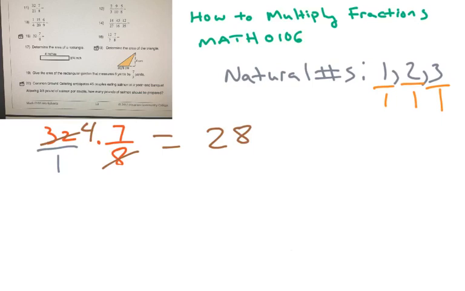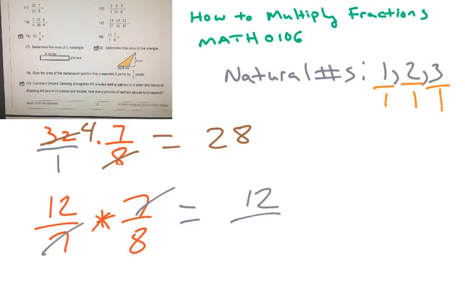And the next one is pretty much the same idea. So we have 12 over 7 times 7 over 8. And again, the 7s divide out, and that'll leave me with 12 over 8. When I look at 12 and 8, I can see that they're both divisible by 4, which leaves me with 3 over 2. Okay, 12 divided by 4 is 3, 8 divided by 4 is 2. And there you have it.